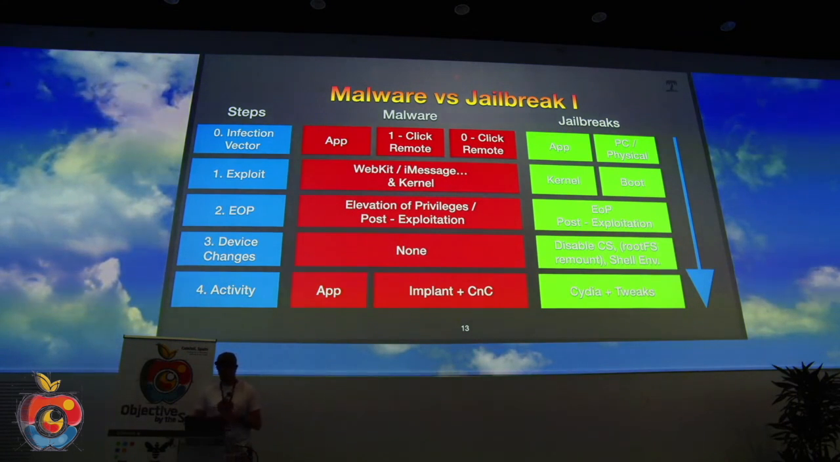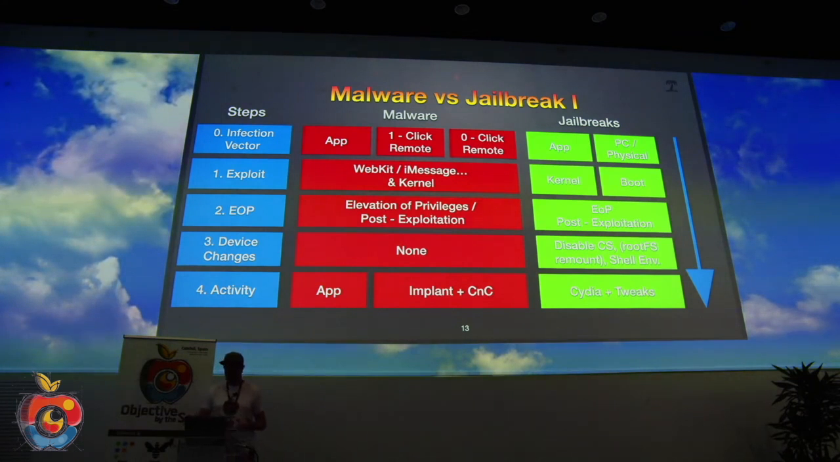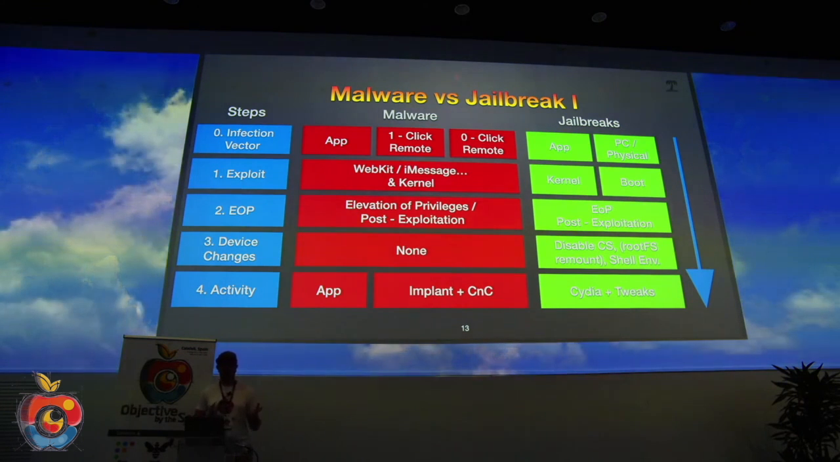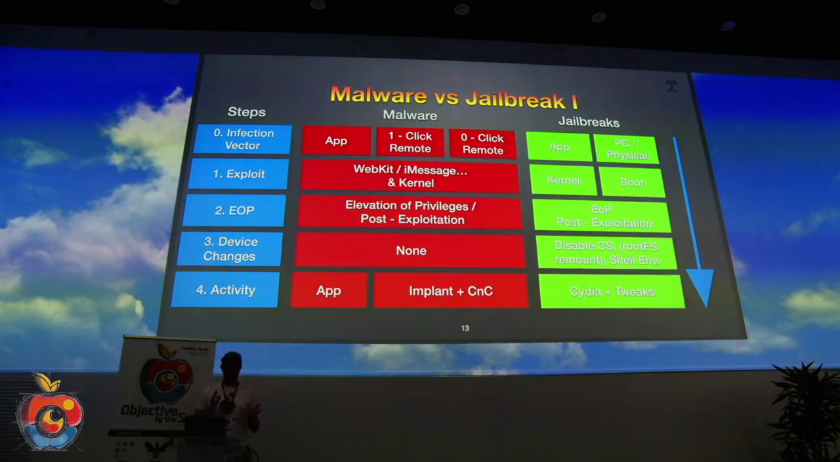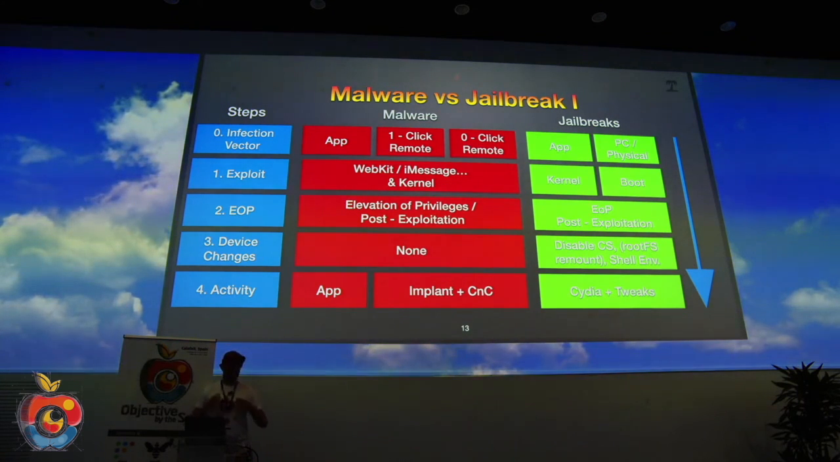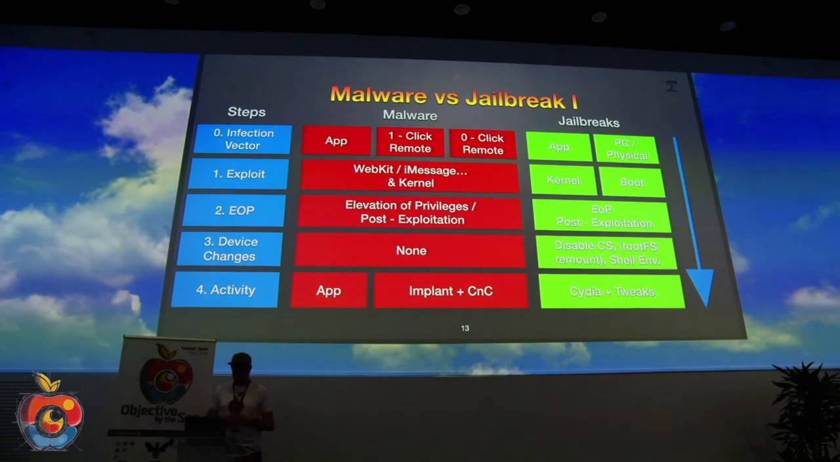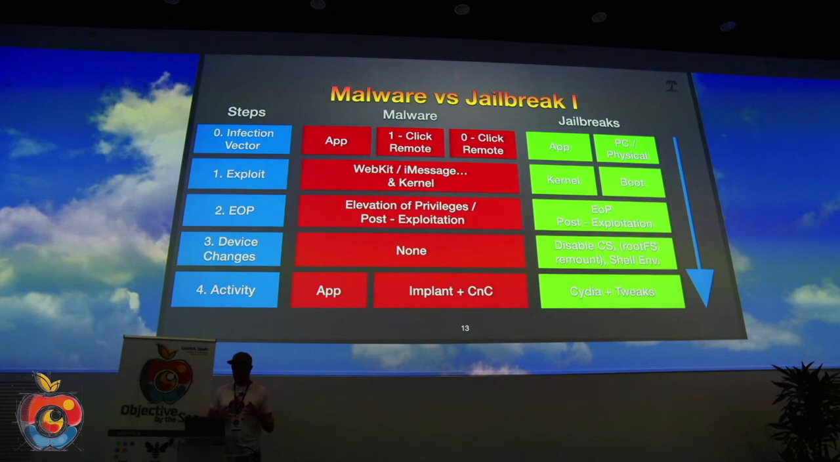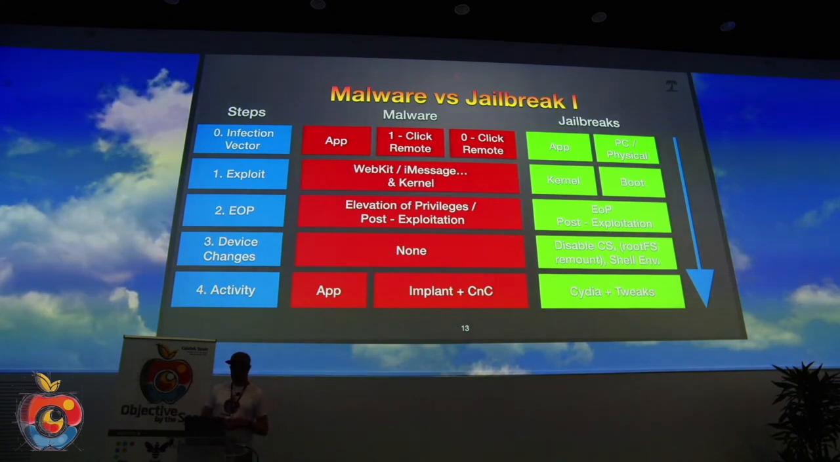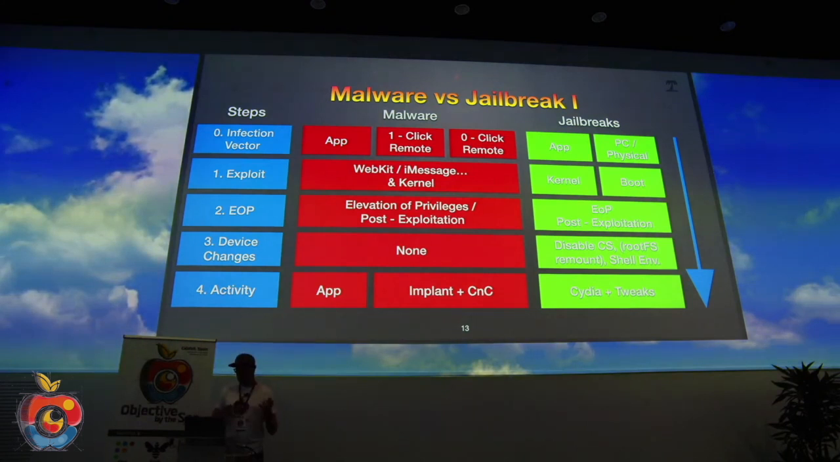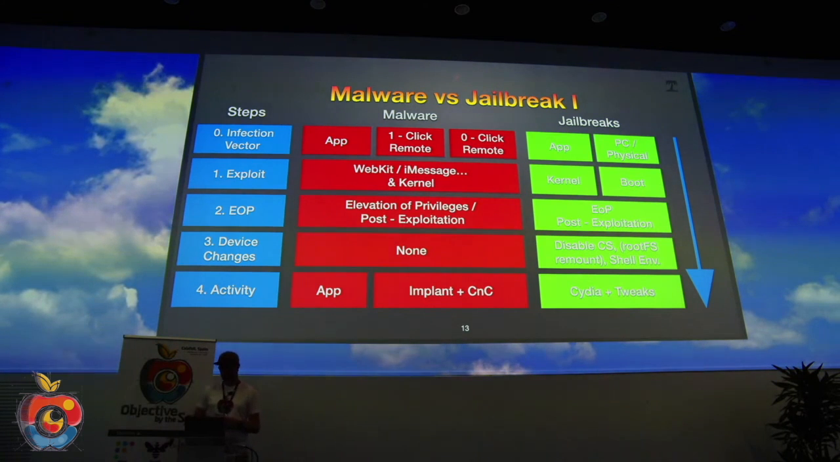Malware always has that infection vector. It has some exploits which it may be using for the infection vector. It also has a kind of elevation of privilege stage or post-exploitation, depending on the need of the malware. And then it most often didn't do a lot of device changes on the device, and then it has some activity like a malicious app or implant or a command and control server.